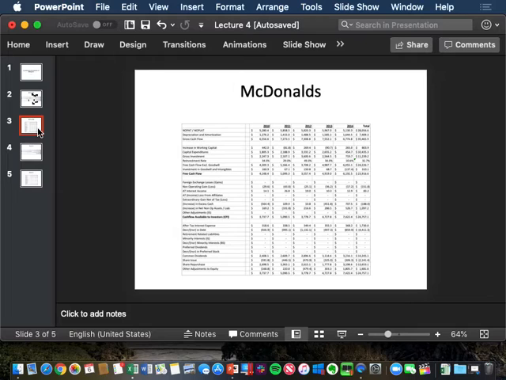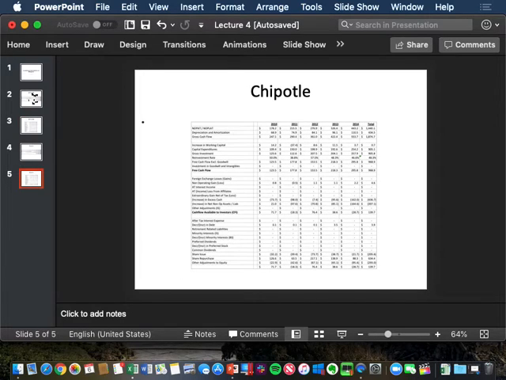Look at Chipotle. I'll give you a couple of minutes. Look at Chipotle's CFI. Tell me what you think.